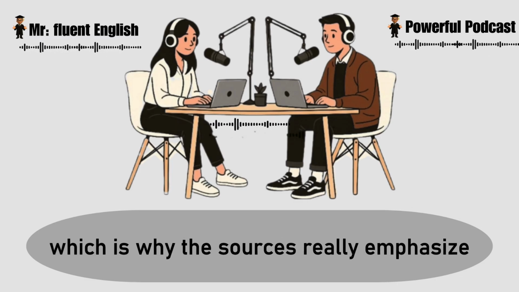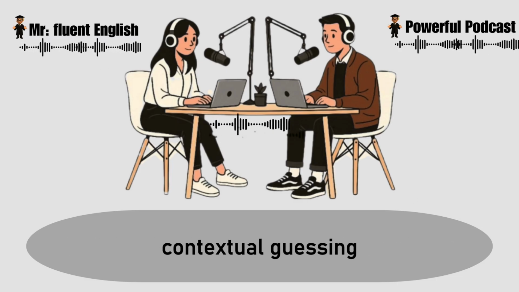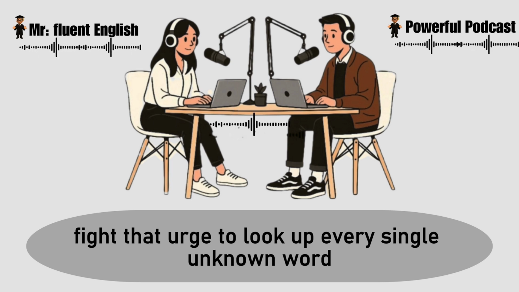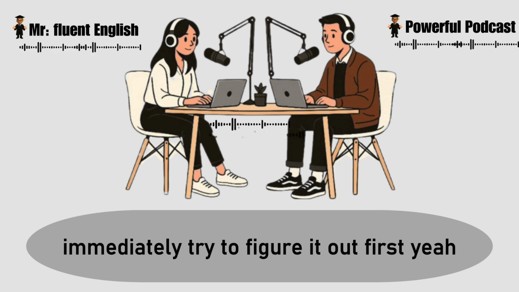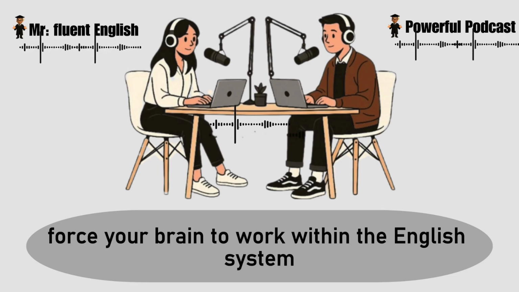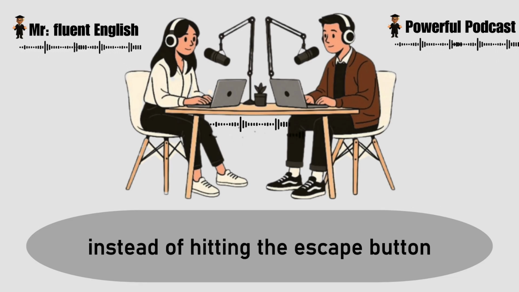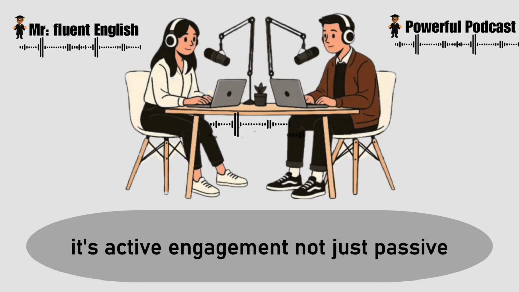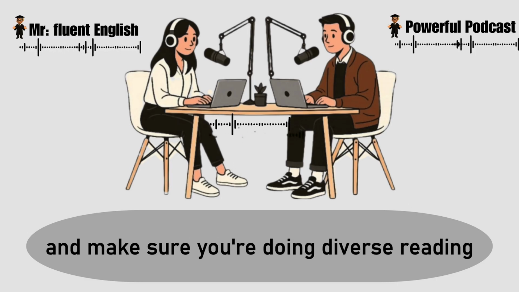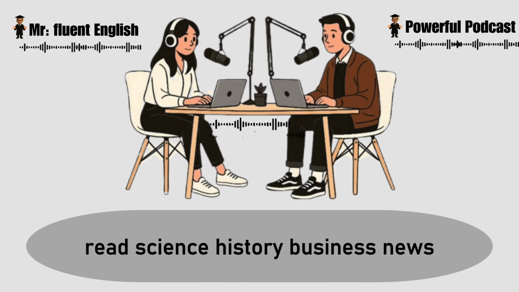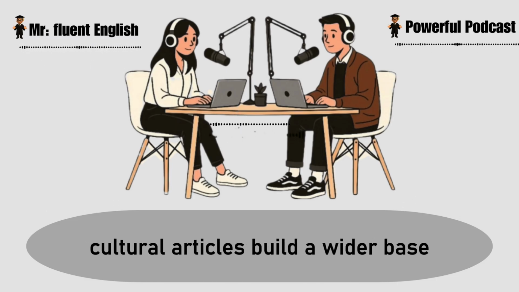Which is why the sources really emphasize contextual guessing. When you're reading an article or a blog post, fight that urge to look up every single unknown word immediately. Try to figure it out first. Guess the meaning from the words around it. Force your brain to work within the English system to make sense of it, instead of hitting the escape button to your native language. That makes sense. It's active engagement, not just passive lookup. Exactly. And make sure you're doing diverse reading. Don't just read stuff in one field. Read science, history, business news, cultural articles. Build a wider base.